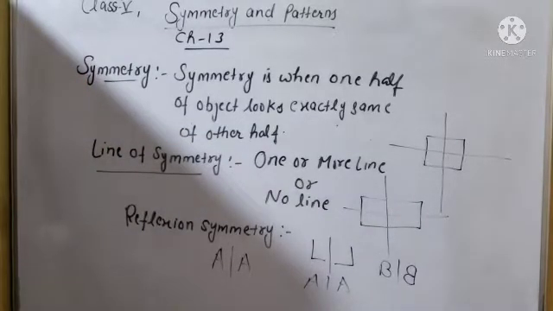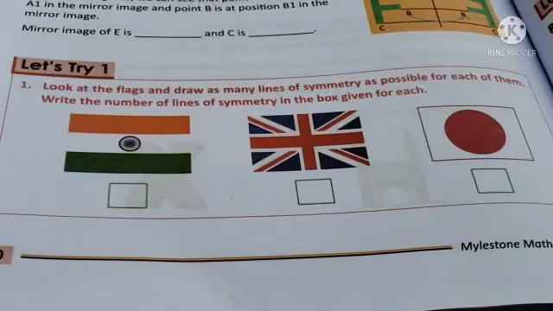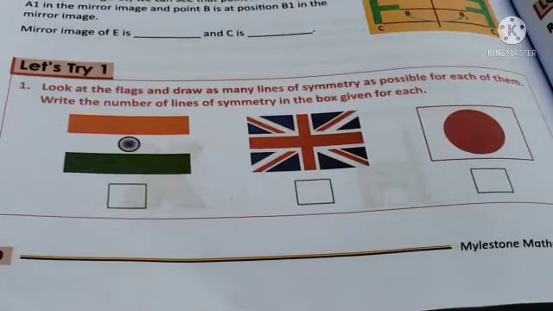So with this, what is symmetry, how many lines of symmetry there can be, and what is the reflection symmetry, all these we will do in our Let's Try One. Okay, so that we will try. You will open your book, all of you, and we will start the Let's Try One questions. Yes, better. So students, now we will start our Let's Try One.